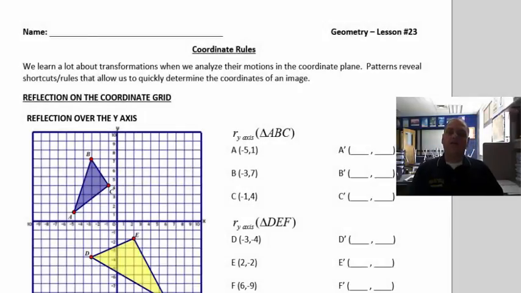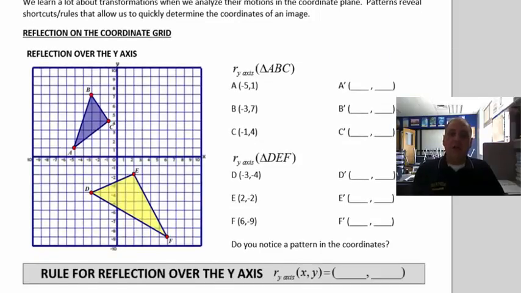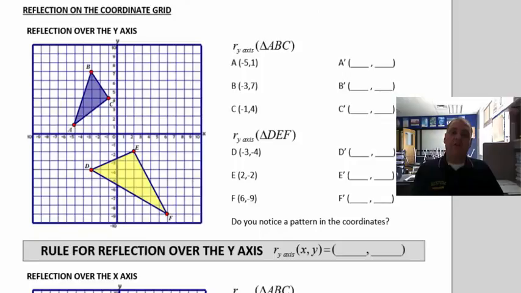All right, now we're going to take a look at these transformations: reflections, rotations, translations. In this lesson, reflections and rotations in the coordinate plane, on a graph, basically. Like it says here, we learn a lot about transformations when we analyze their motions in the coordinate plane. Patterns reveal shortcuts, rules that allow us to quickly determine the coordinates of the image. So that's what we're going to try to figure out, some shortcuts in this lesson.